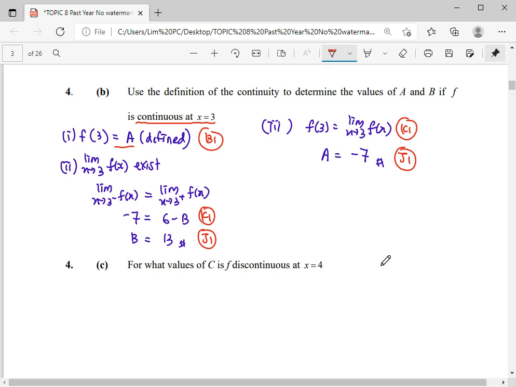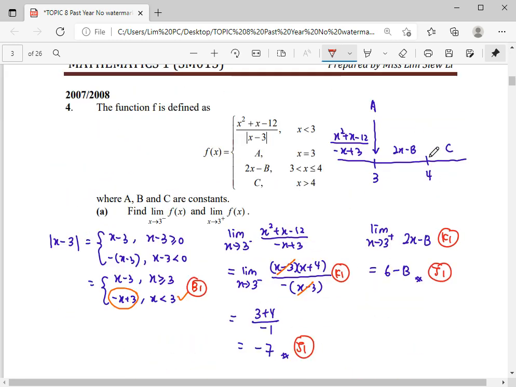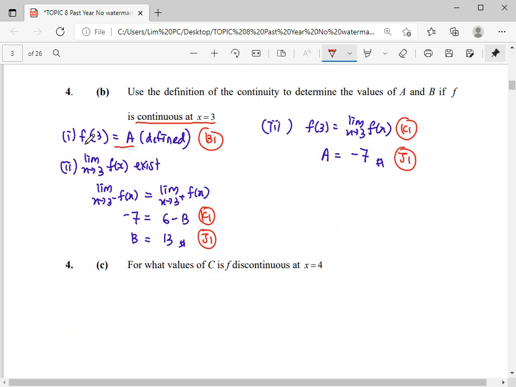The easiest way to make the function discontinuous at x equals 4 is to make sure the limit does not exist. We make sure the limit from the left hand side does not equal the limit from the right hand side. Once condition 2 fails, then automatically the function is discontinuous.